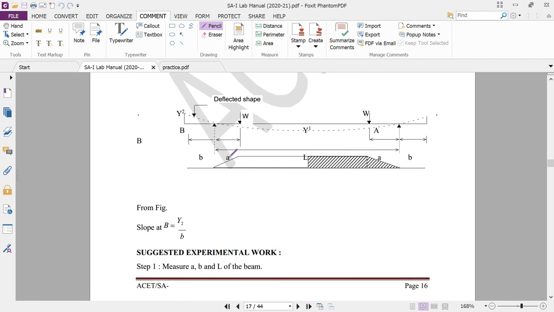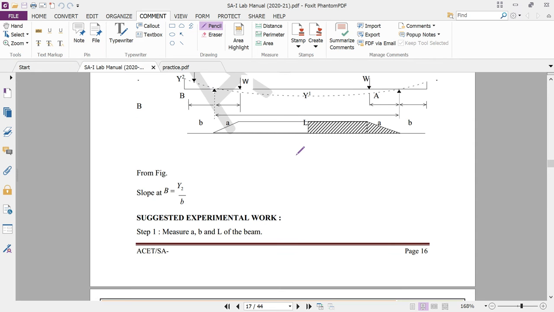This is the suggested experimental work. Measure the length A, then measure the length B, and calculate the total length of the beam. Whatever scale is used as an apparatus, as a prototype, we have to measure the length of this scale in the experiment.